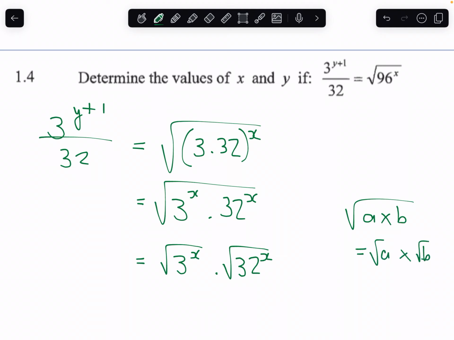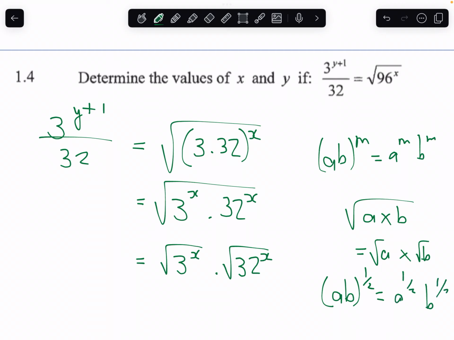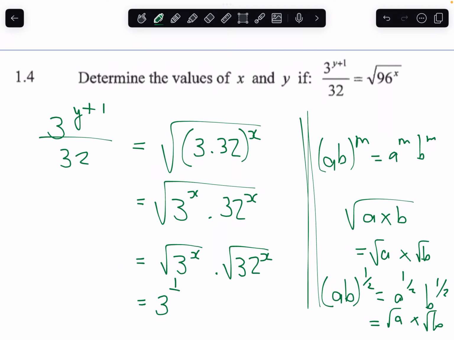This is actually just an extension of the rule that if we have a times b to the power of n, you can distribute the power. So this would be the same as a to the half times b to the half, which is the same as the square root of a times the square root of b. So that's what's going on there.